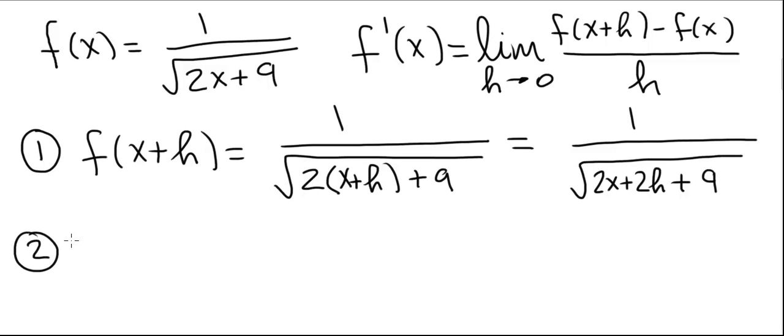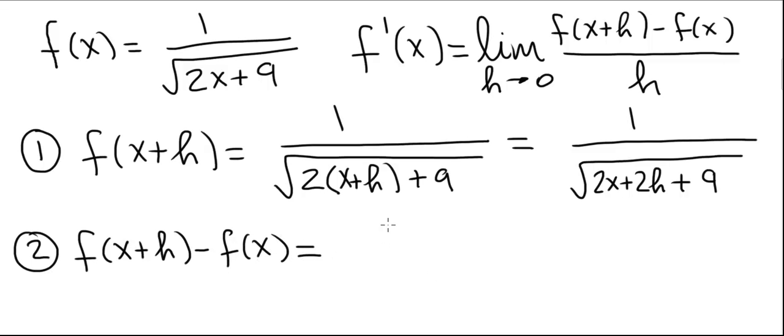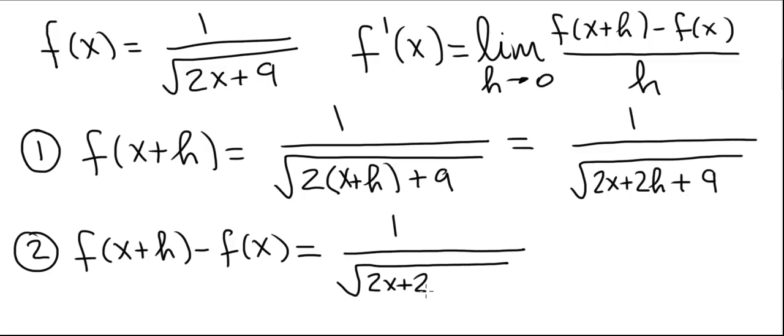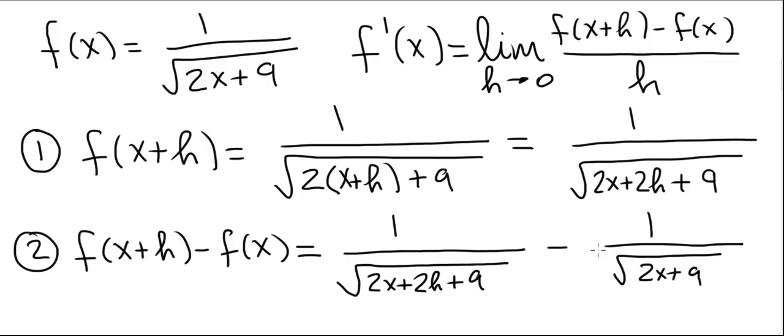Step number 2, we'll take what we computed in step 1, that is f of x plus h, and subtract from that f of x. Again, simplify as much as possible. Ideally, we want h to be factored out at the end of step 2. So this is 1 divided by square root of 2x plus 2h plus 9, subtract from that 1 divided by the square root of 2x plus 9. Now, we're going to need a common denominator. That will be the product of these two radicals.